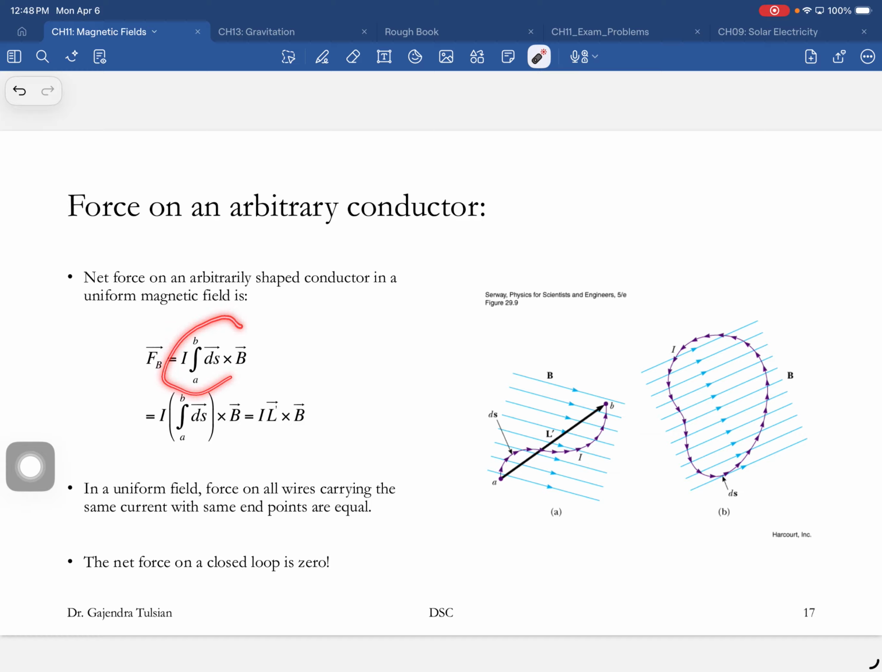Now, of course, in general, that integral is hard to do, but let's consider the case when the magnetic field is constant. When the magnetic field is constant, this comes out, and then it's just a matter of adding all those little vectors. What is the sum of all those vectors? It's a vector pointing from the starting point to the end point. So the sum of all those vectors is just L prime, which is that vector.